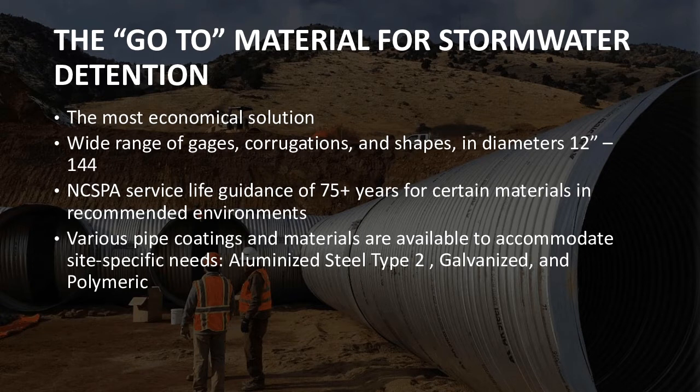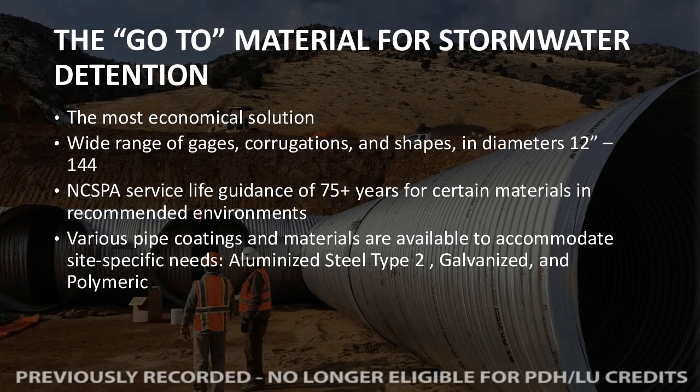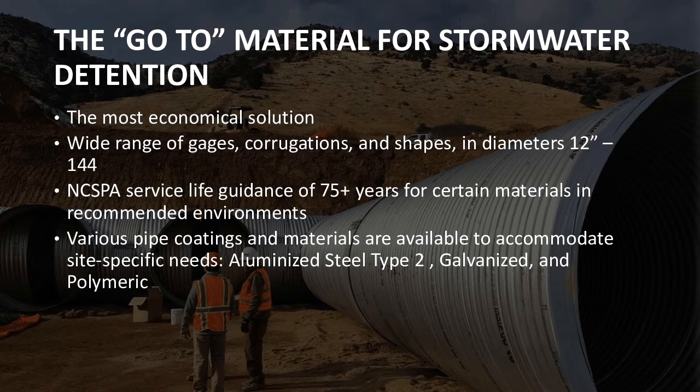There are also different shapes that can be used if you have some site constraints. There are pipe arch shapes available, as well as arches and other geometries. And there are a number of different corrugations and coatings that can be used to meet the service life requirements. The NCSPA has a service life calculator and recommendations for the different coatings available, and can easily provide a 75+ year service life for the vast majority of sites out there. We'll talk a little more about the various pipe coatings, but the primary ones used for these applications are aluminized steel type 2, galvanized, and polymeric coated pipes.